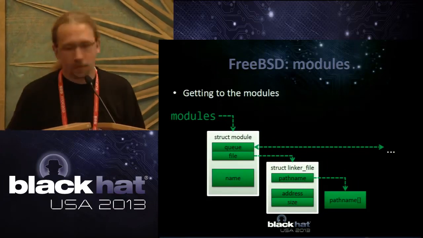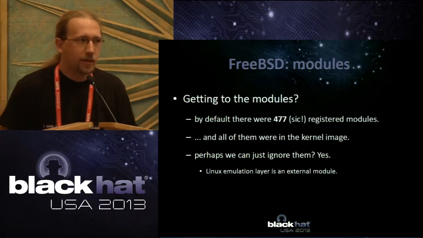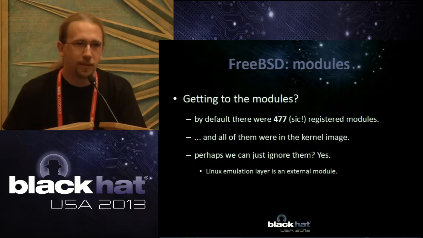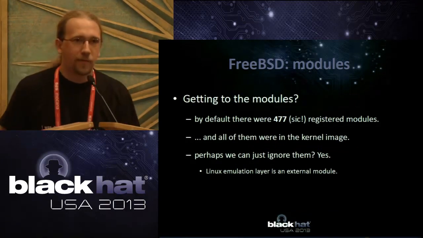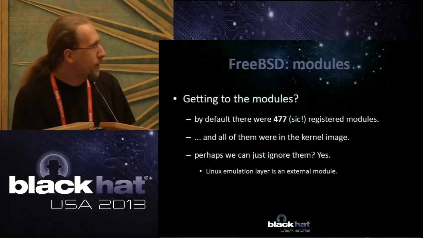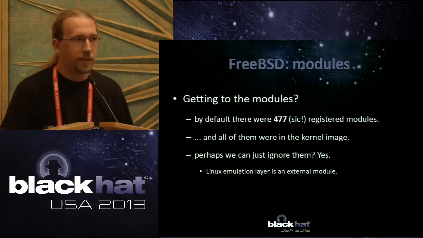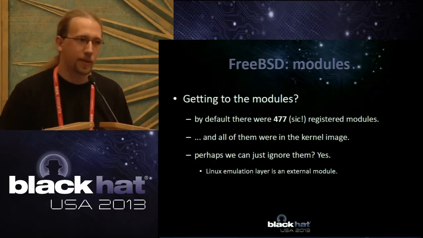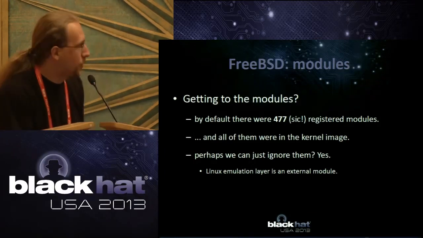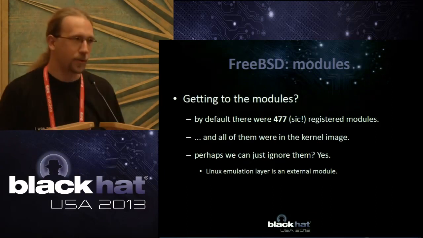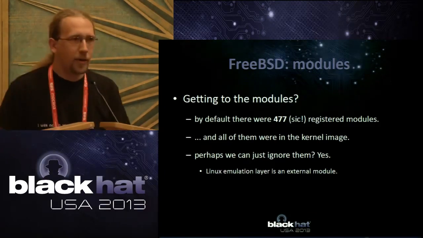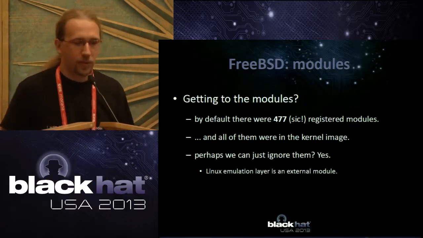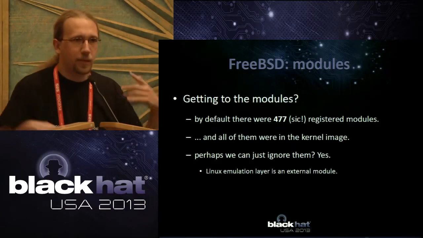some more traversing deep. However, we didn't bother, because it turned out there are 477 modules in FreeBSD by default registered. However, all of them, each and every one of these, is in the kernel image. So we can just assume that everything is in the kernel image and be done with that, and this will really speed up the instrumentation, because we don't have to fetch data for 477 modules. So we ignored them. However, in the future, if we would like to test some modules, because FreeBSD actually supports external modules as well, we would probably need to re-enable the functionality.